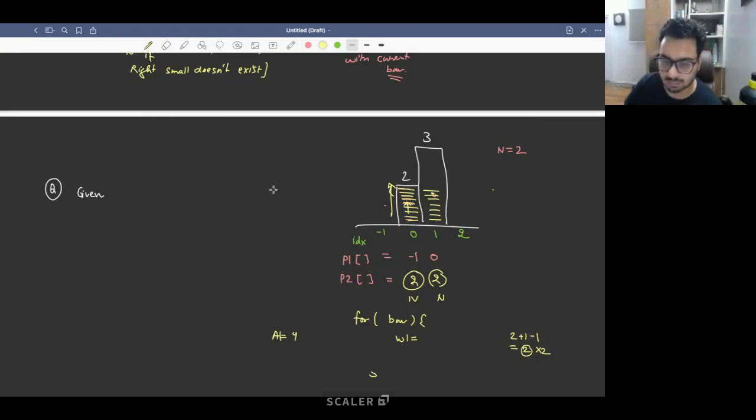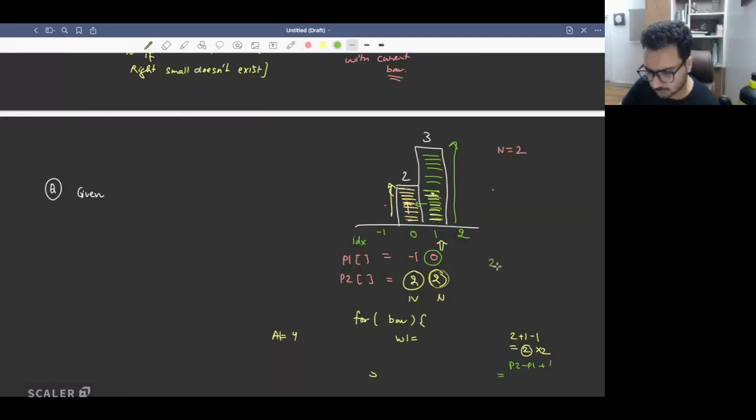Okay. But when I go to this position, I say, okay, fine, I want to include this bar. That means this much height I need. So what is the left I can include? The left is nothing but everything after the 0th index, right? So I don't count the 0th index. So width is nothing but P2 minus P1 minus 1. So P2 is 2, so 2 minus 0 minus 1, which is 1, into the height of the current bar, that is 3. So I get 3. So area 2 is 3, right?